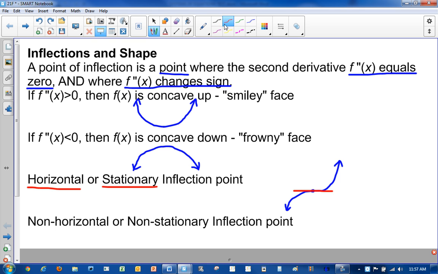The only other thing that can happen with inflection points is that the inflection point does not have a horizontal tangent line, and that could look something like this. Alright, so where does it change from frowny face to happy face? Right about there. And if I look at the slope of the tangent line there, that is not horizontal. Okay, so that would be a non-horizontal or a non-stationary inflection point. So look at the first derivative of your inflection point to see whether it is horizontal or stationary. Either one of those means the same thing, or non-horizontal or non-stationary. Okay, and both of those mean the same.